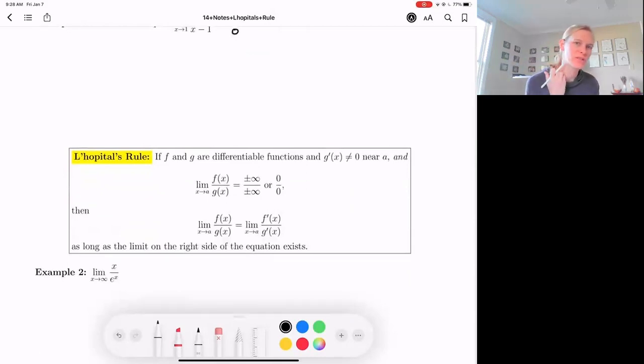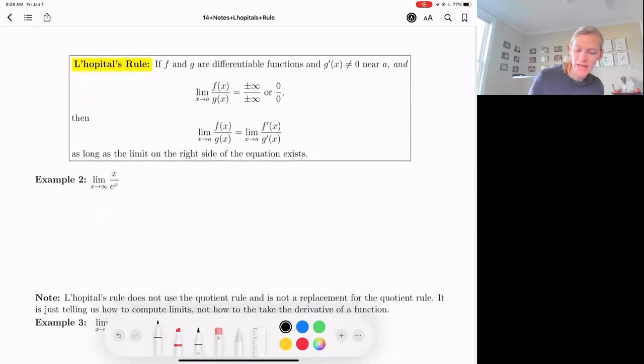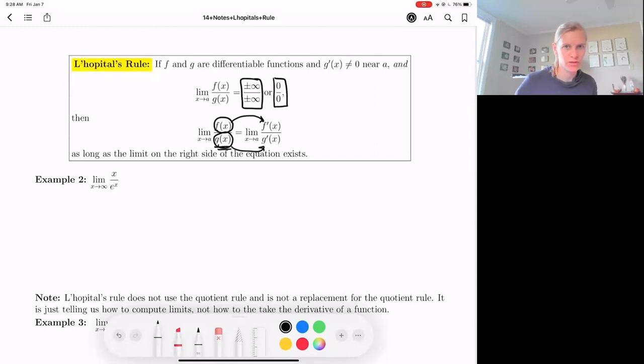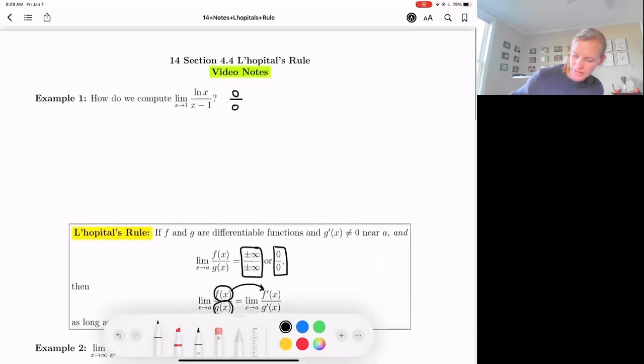L'Hopital's rule looks weird, but once we start doing it, it's not going to be so strange. L'Hopital's rule tells us if I start out with a limit where I get either infinity over infinity or 0 over 0, then I can take the original expression and replace it with something. I take the derivative of the numerator and I take the derivative of the denominator, and then I compute the limit of that new expression. Notice that we're not trying to do quotient rule here. We're not trying to take the derivative of a function. We're just replacing our original limit with a new limit, and L'Hopital's rule tells us that these two limits are equal to each other.